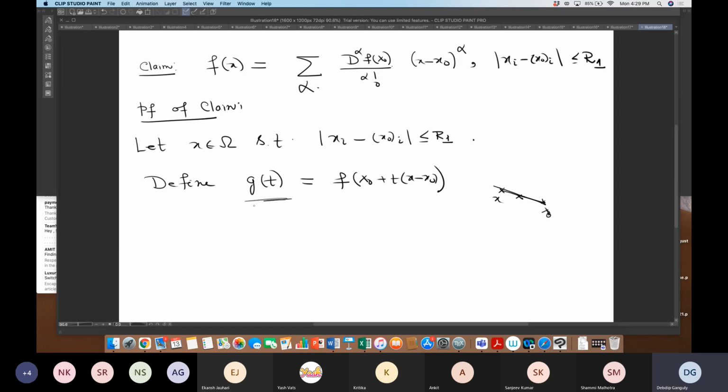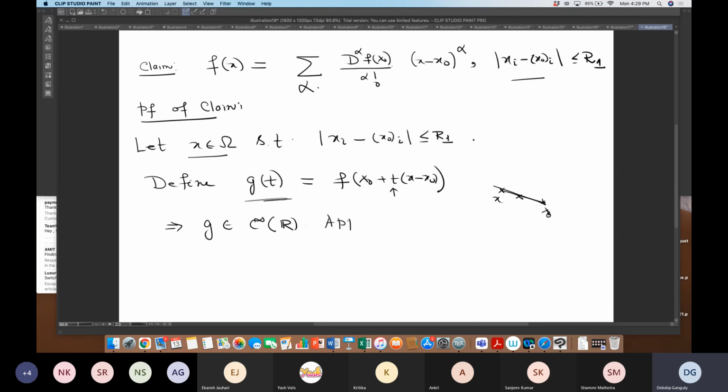So g is now a one variable function, because I have taken a fixed x in omega and x naught is always fixed. And we know that f is a C infinity function. This implies g is also C infinity on R, because this is a one variable function. This is a very important and very useful trick: I make the function f a one variable function using a parameter t. So I can write Taylor's theorem.